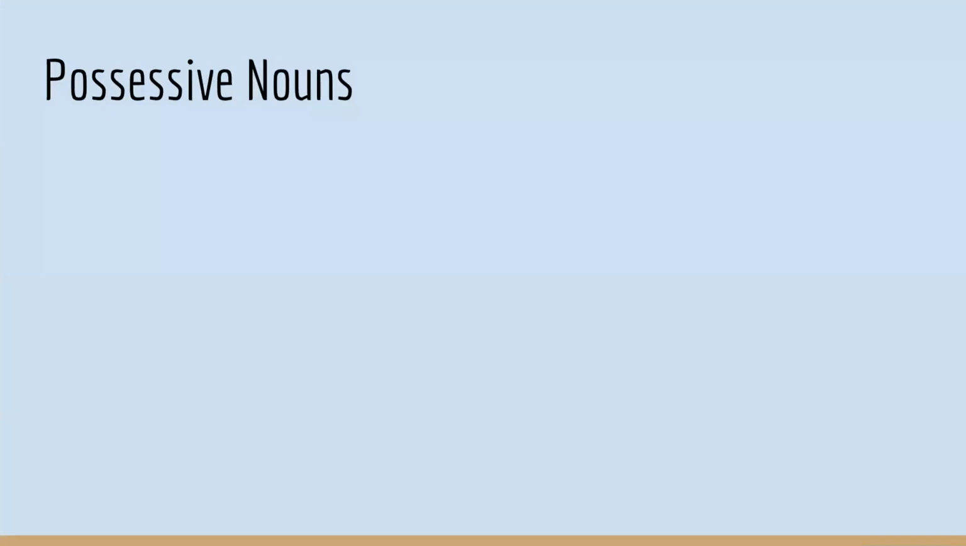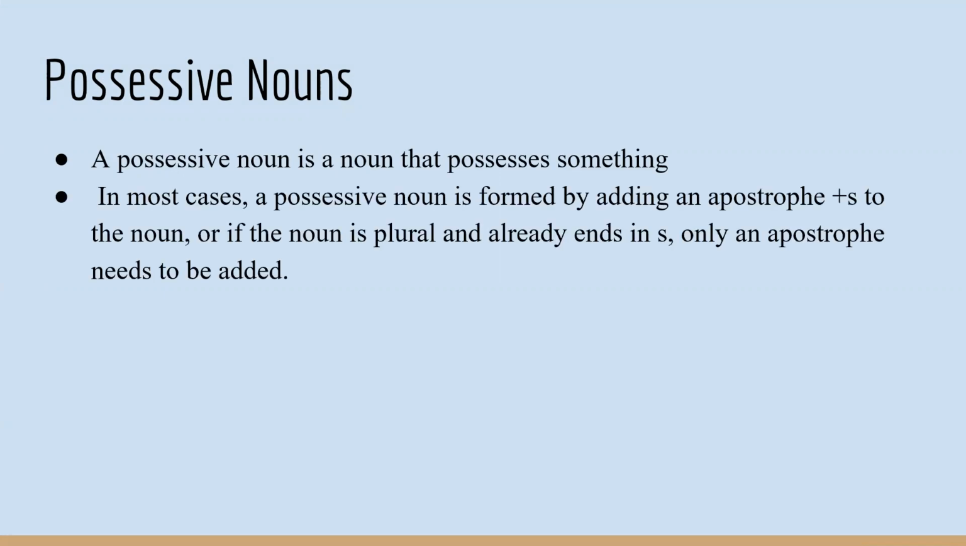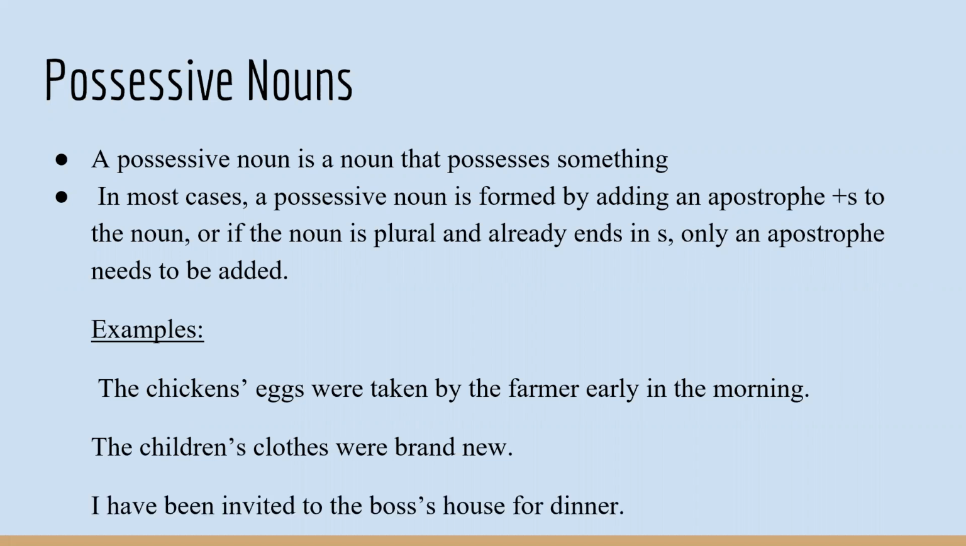So now we're going to move on to possessive nouns. A possessive noun is a noun that possesses something. In most cases, a possessive noun is formed by adding an apostrophe S to the noun, or if the noun is plural and already ends in S, only an apostrophe needs to be added. Some examples include: the chicken's eggs were taken by the farmer early in the morning, the children's clothes were brand new, and I have been invited to the boss's house for dinner.